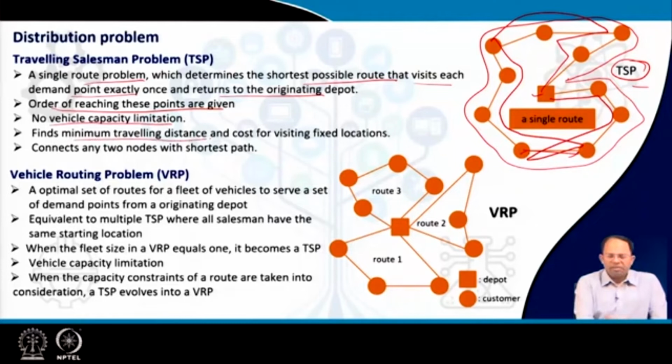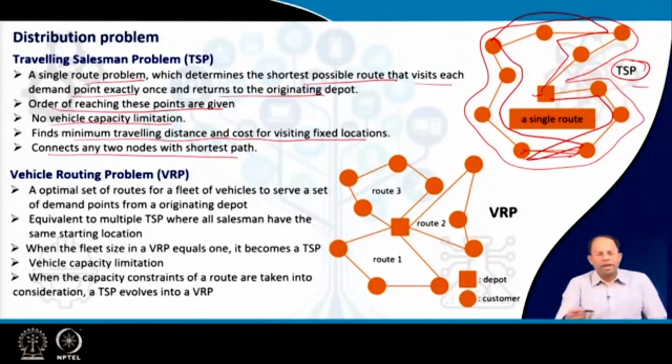It finds the minimum traveling distance and cost for visiting fixed locations, and connects any two nodes with the shortest path. So, between any two nodes, it's connected by a shortest path, right? So, that's the traveling salesman problem.